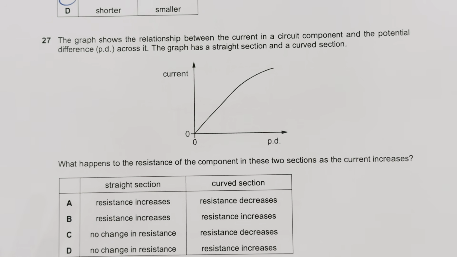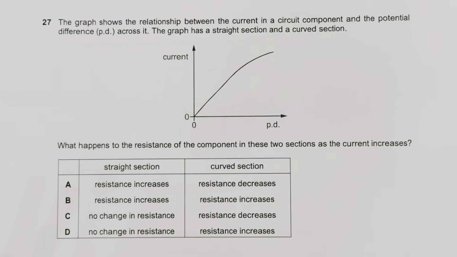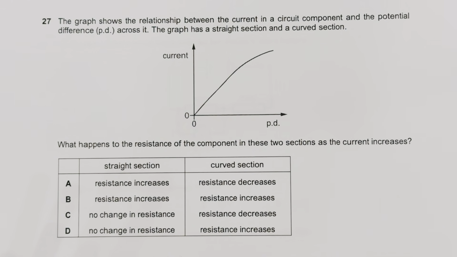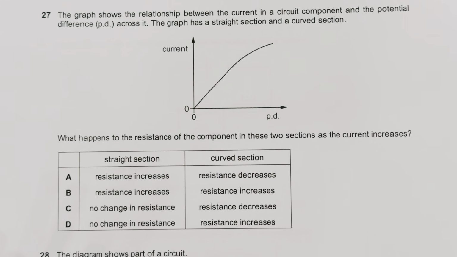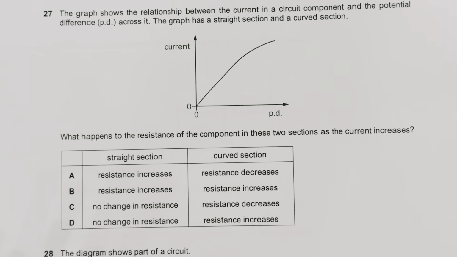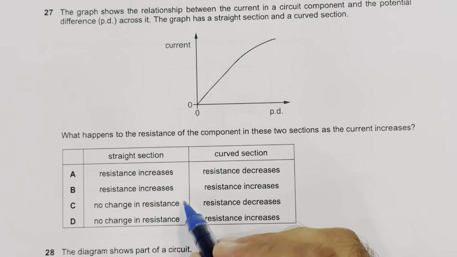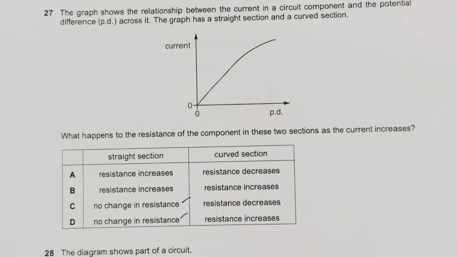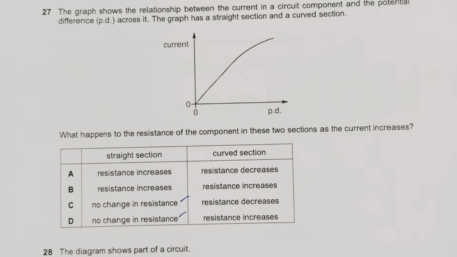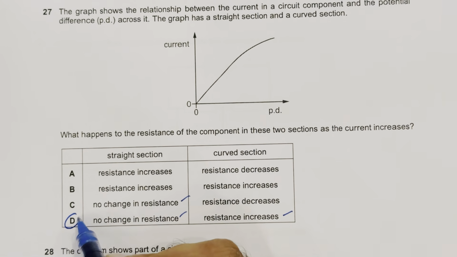Moving to question number 27. It is again from electric current. The graph shows the relationship between the current and the potential difference PD across a circuit component. The graph has a straight section and a curved portion. What happens to the resistance of the component in these two sections as the current increases? In the straight section, it is obeying Ohm's law, so there will be no change in the resistance. In the curved section, we know that resistance would increase, because other factors do not remain constant. So option number D is the right answer.